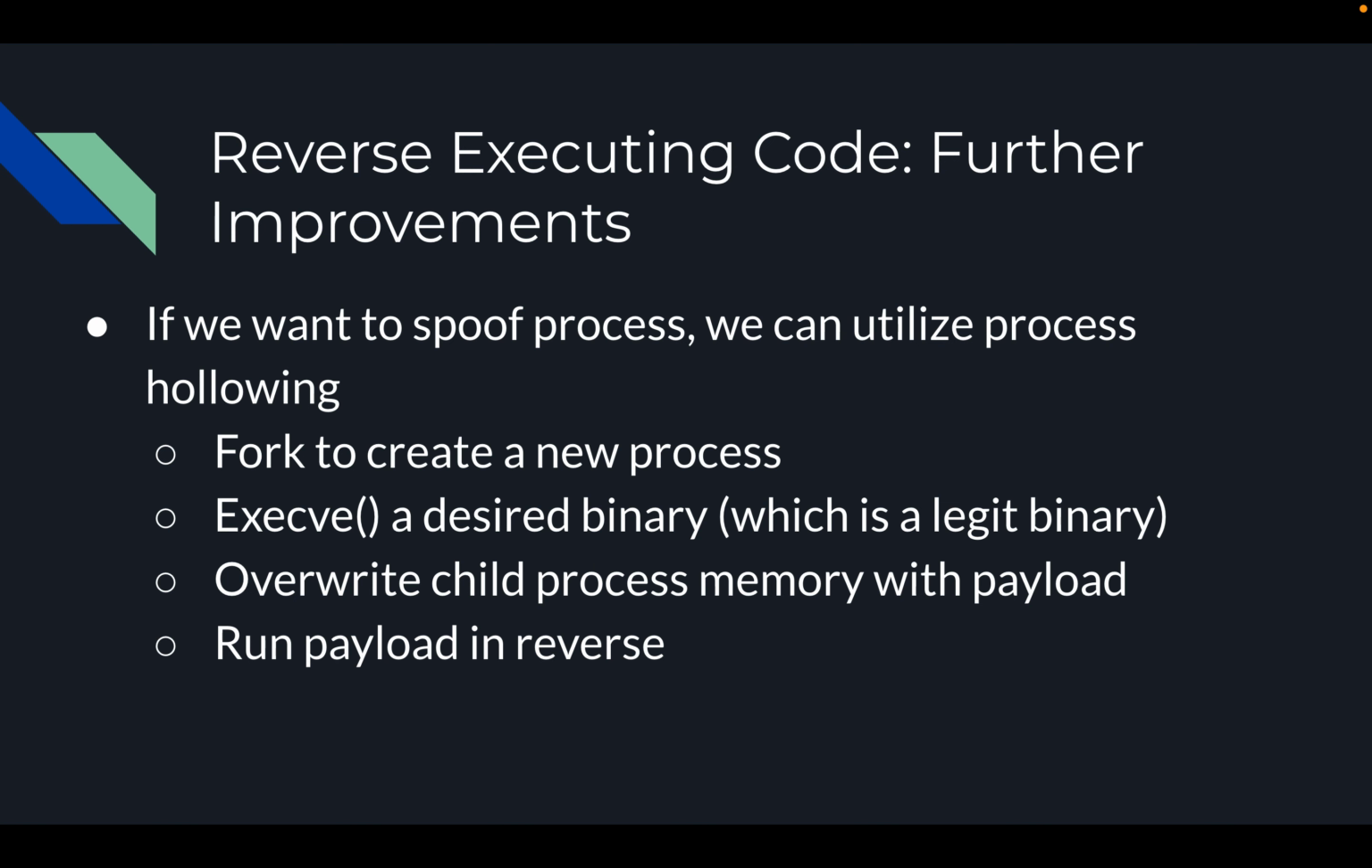Now let's talk about further improvements. We can improve a little bit more. For example, if you want to spoof a process, we can utilize process hollowing. We can fork to create a new process, execve a desired binary that's going to be a legitimate binary, overwrite the child process memory with our payload, and run our payload in reverse using our stager.